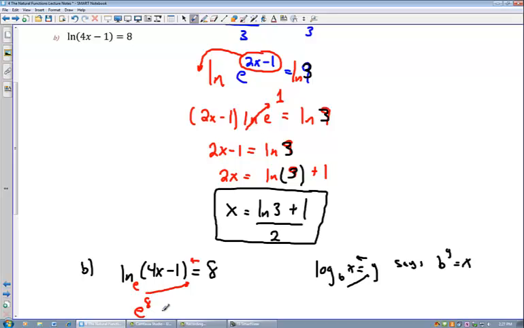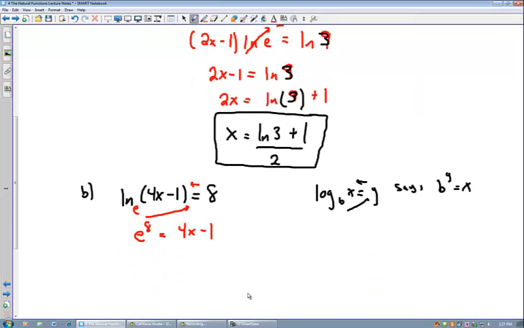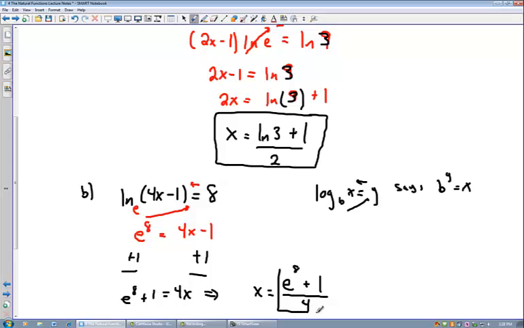So e to the 8 is equal to 4x minus 1, because that's what the log says by definition. Then I can solve this for x by adding 1 to both sides. So I add 1 to both sides and get e to the 8 plus 1 equals 4x. Then if you divide both sides by 4, x is equal to e to the 8 plus 1, all divided by 4. And that should be my answer.